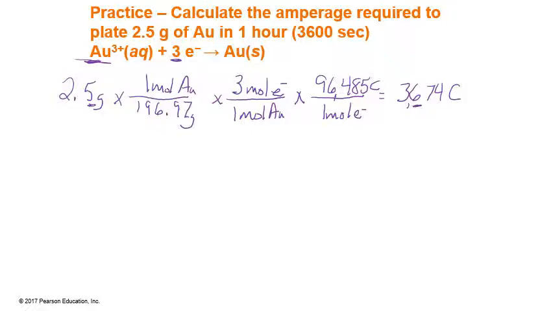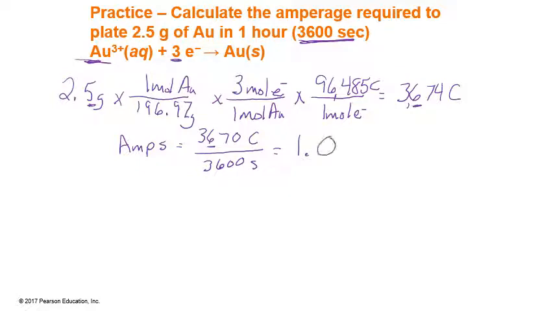Now if we want to calculate the current, that is coulombs per second. In the problem, it told us that there were 3,600 seconds in 1 hour. And so we end up with 1 amp for our answer.